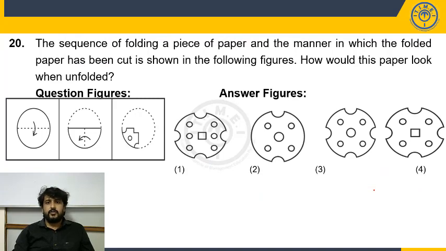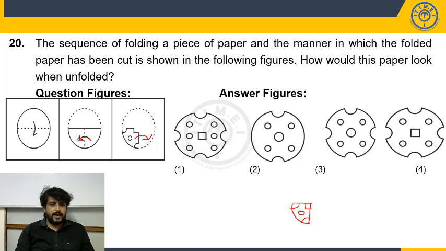The sequence of folding a piece of paper and the manner in which the folded paper has been cut is shown in the figures. How would this paper look when unfolded? Yes, we'll see. We have this part finally. Let me draw the diagram. We have this part. Here we have one cut, here we have one cut, here we have another cut, and here we have another cut. Earlier it is closed like this, so we should open like this now.